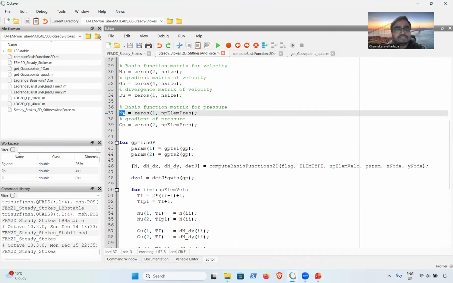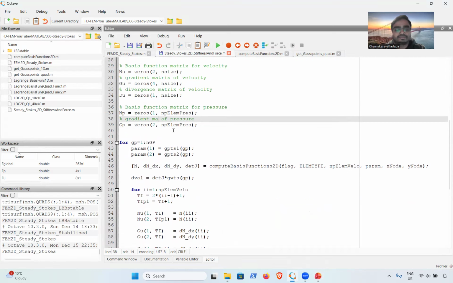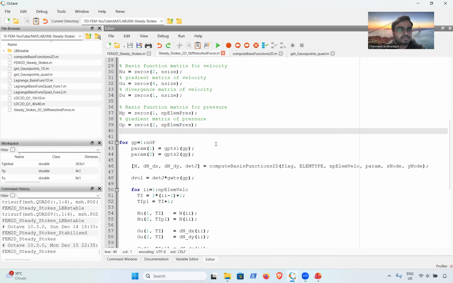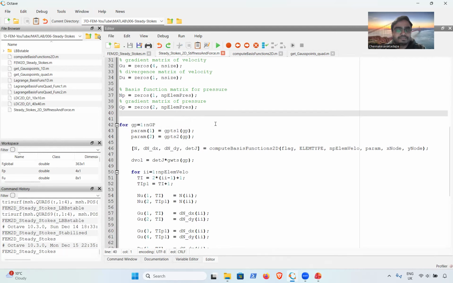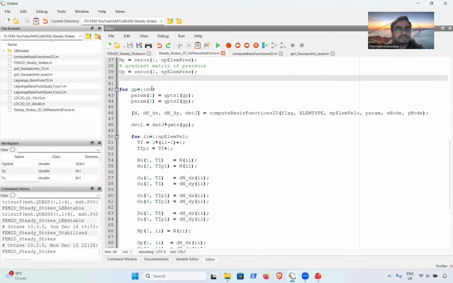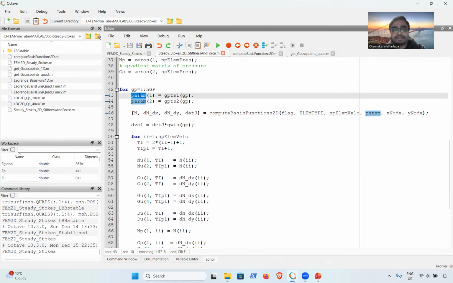Okay. And then NP for pressure, GP gradient matrix for pressure. Okay, we have defined all the variables, all the arrays. Now we loop over the draw points, and at each draw point we get the parametric coordinates, those xi and eta variables. And then we pass this parameter array to this function, compute basis function study.